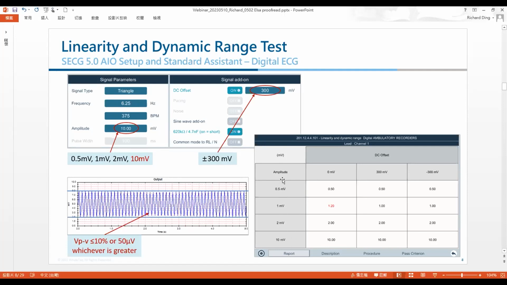You can see this is a test table here, with 4 different amplitudes and DC offsets. The total is 12 items that you must test one by one. For example, 0.5 millivolt with 0 millivolt DC offset, the test result is 0.5 millivolt. The test result must come from the ECG display screen, so the displayed waveform amplitude is filled in here. For example, for 1 millivolt, if the result is 1.2 millivolt, that means a 20% difference, so this is a failed test, shown with a red character. So this is how to use the ECG simulator or ECG tester to test the linearity and dynamic range item.